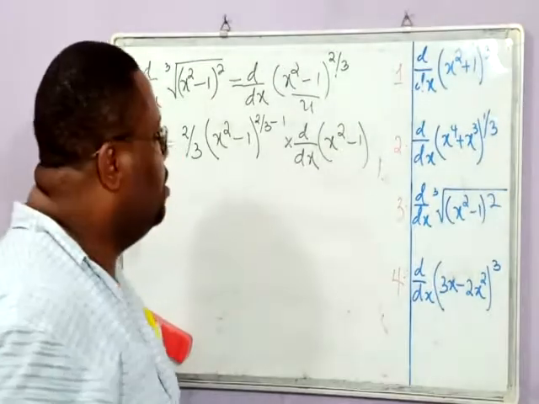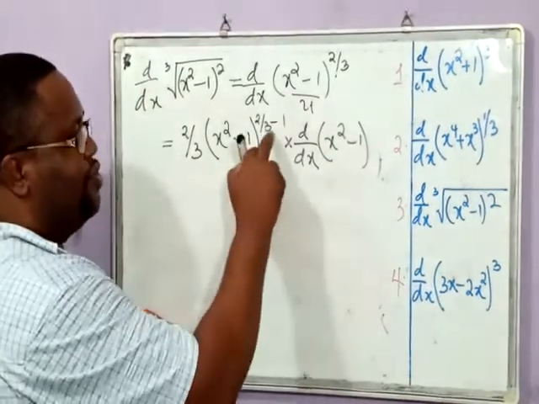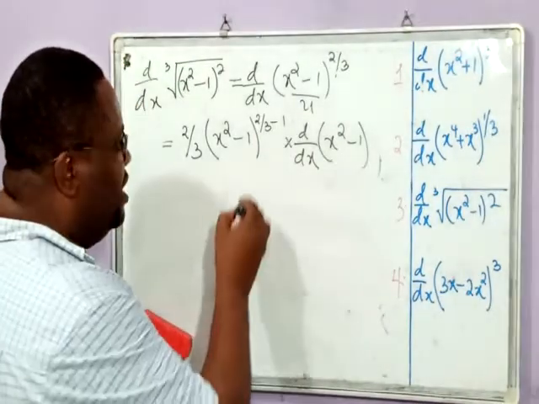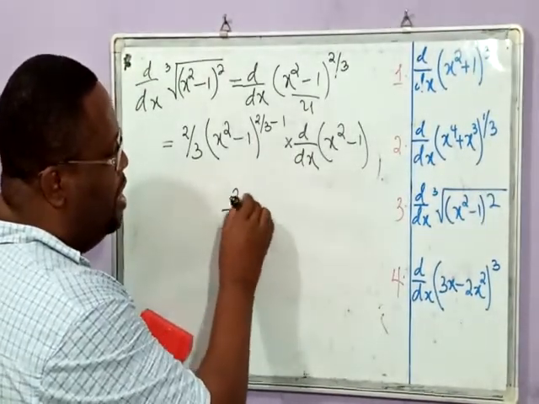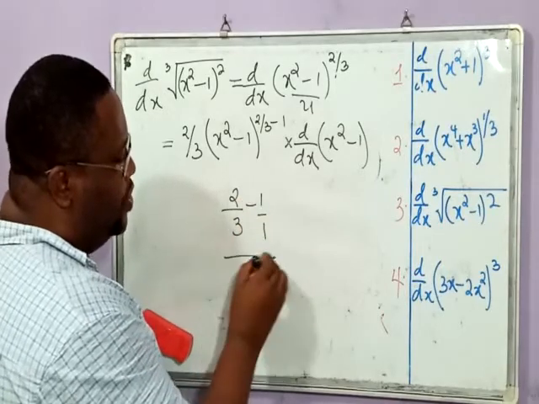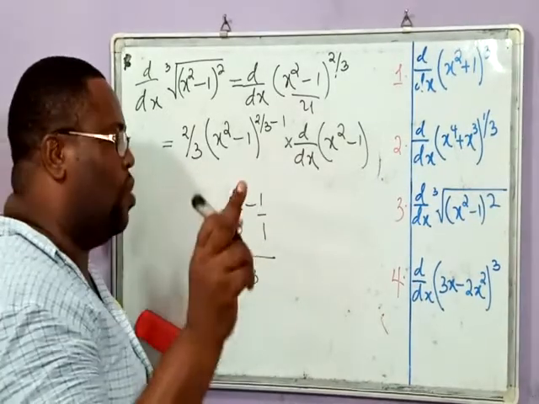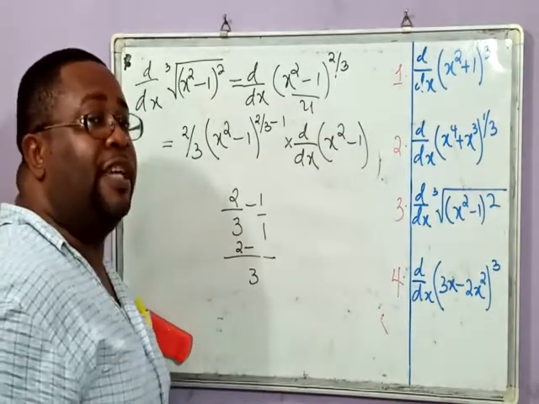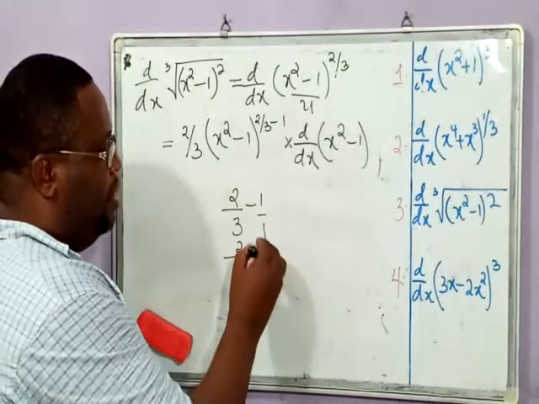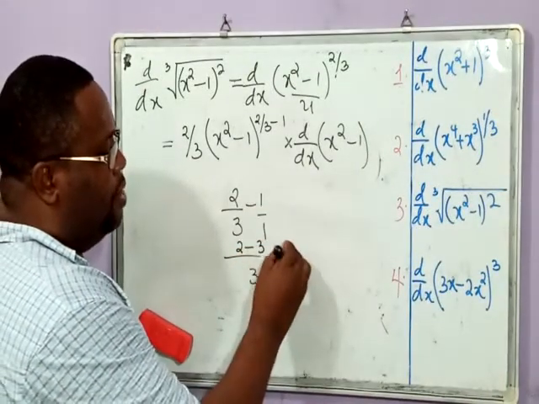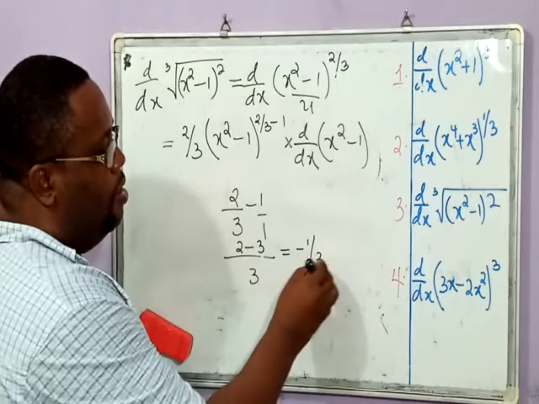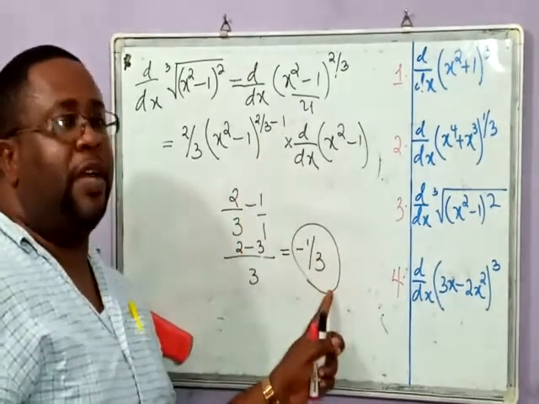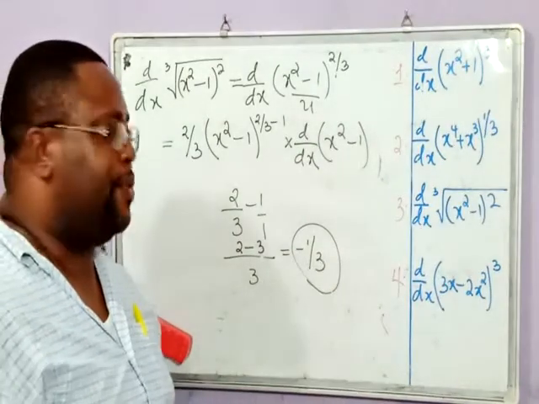Is that okay? Now let us work out what 2 over 3 minus 1 is, because it might be a little bit confusing. 2 over 3 minus 1 over 1. LCM is 3. 3 divided by 3 is 1, 1 times 2 is 2. 3 divided by 1 is 3, 3 times negative 1 is negative 3. So 2 minus 3 will simply give us negative 1 over 3. So when you evaluate 2 over 3 minus 1, you get minus 1 over 3.